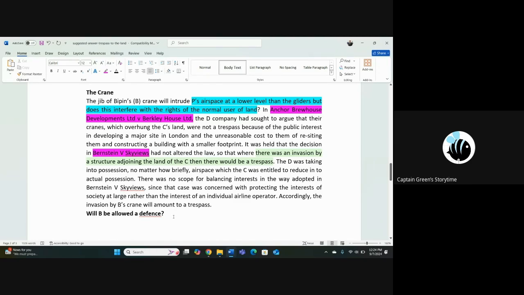According to the case, invasion of airspace will amount to trespass. Like we studied, if the crane was in public interest, the building of that building was in public interest, then it would not amount to trespass. However, it was only in the interest of an individual airline operator. Thus, it would amount to a trespass.